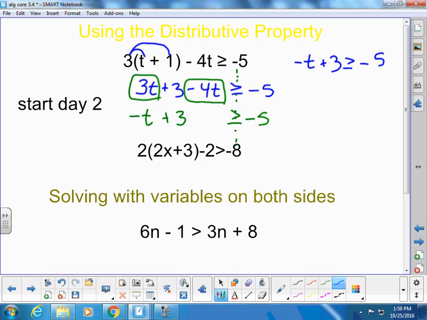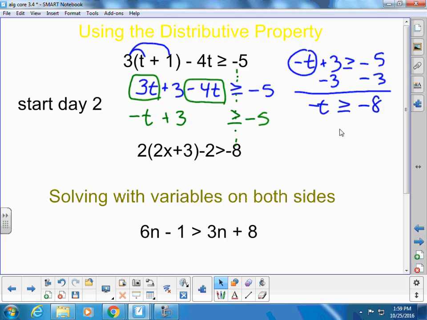So if this were an equation, I would solve it by getting the stuff away from the t. So I need to subtract 3 from each side. And I get negative t is greater than or equal to negative 8. So far I haven't flipped a switch because I haven't multiplied or divided by a negative number, but I am about to because that's negative t. So I have to divide by a negative 1. When you divide by a negative, you flip your switch. And then negative 8 divided by negative 1 is positive 1.